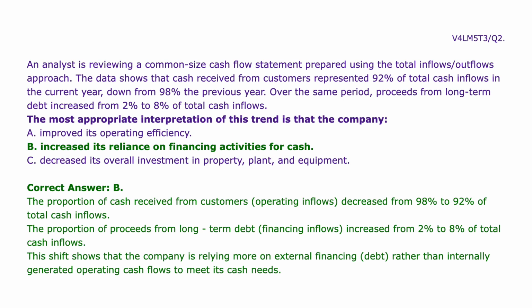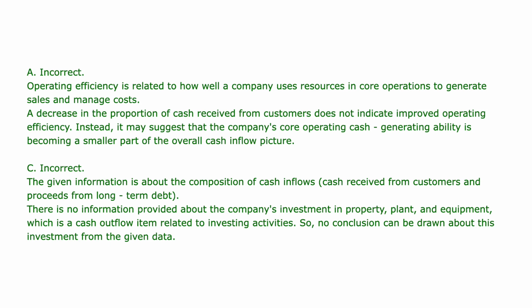Operating cash inflows decreased from 98% to 92%, while financing inflows increased from 2% to 8%, indicating a shift towards external financing. A. Incorrect. Decreased cash received from customers may indicate declining operating efficiency, not improvement. C. Incorrect. Cash inflows from customers and long-term debt are known, but investment in property, plant, and equipment is unknown.